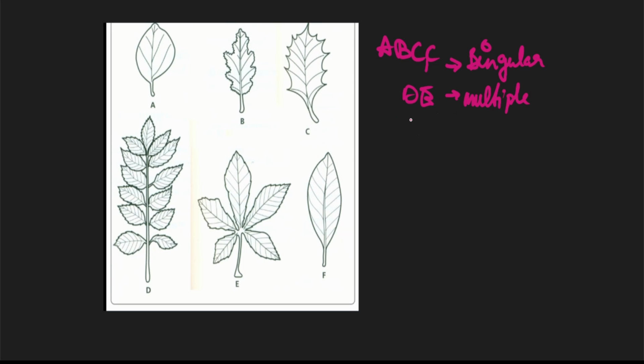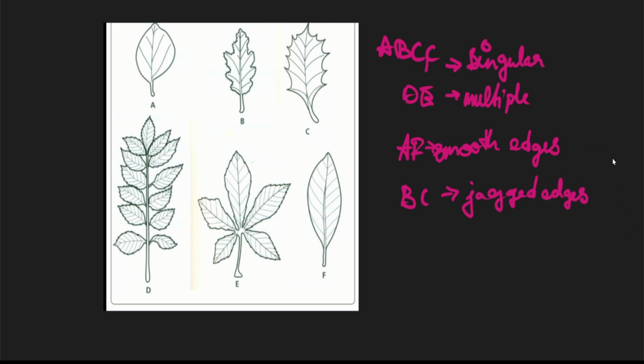A and F have smooth edges, and B and C have jagged edges. So that's how you're going to differentiate between A, B, C, D, E, F in the preliminary stages.